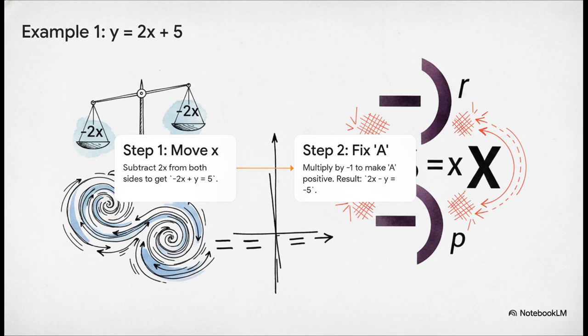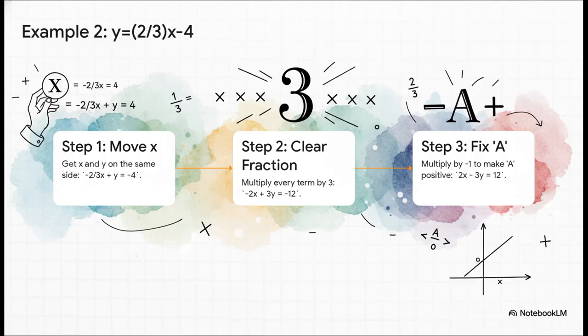Just multiply the entire equation by negative 1. That flips every single sign and gives us our beautiful final answer, 2x minus y equals negative 5. All right, let's level up.